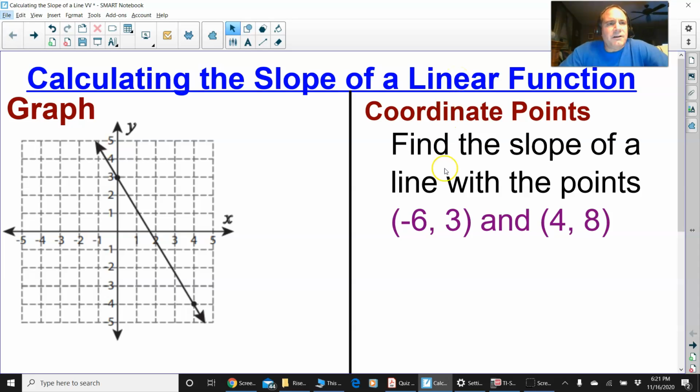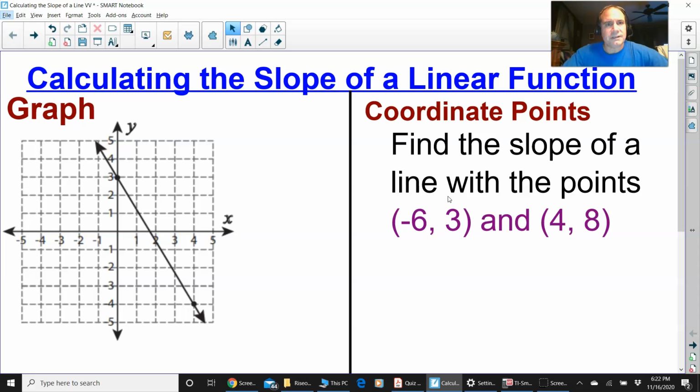Hello everyone, we are going to calculate the slope of a linear function in two different methods. But really it's the same formula. So I'll let you know what I mean. On the left side you see a graphed line on a coordinate grid. On the right side you see coordinate points given and the same question, you have to calculate the slope.